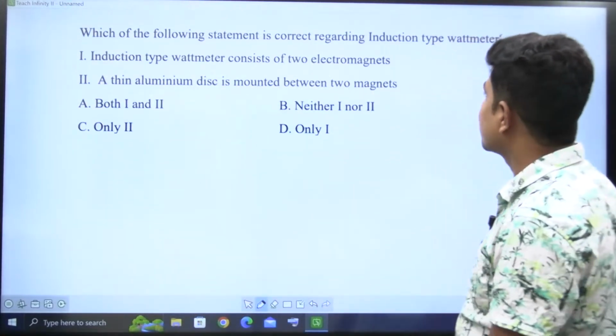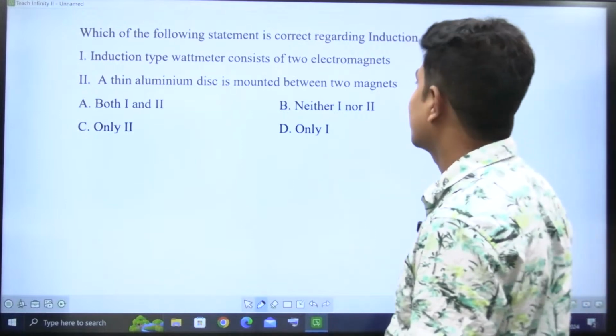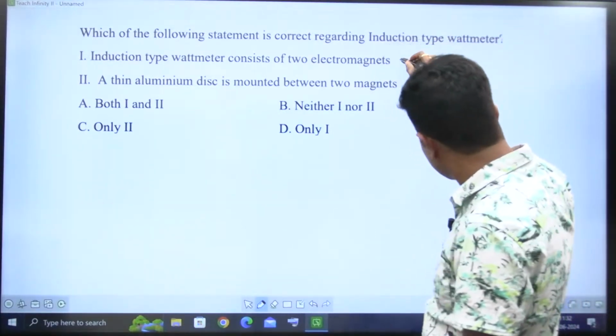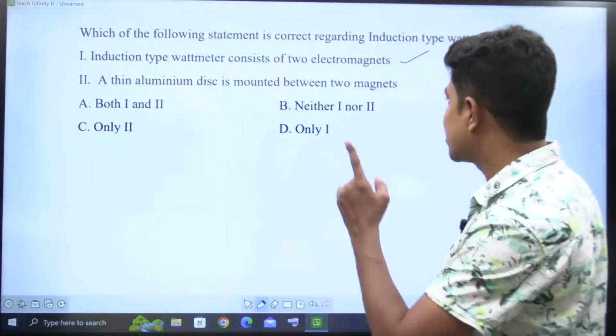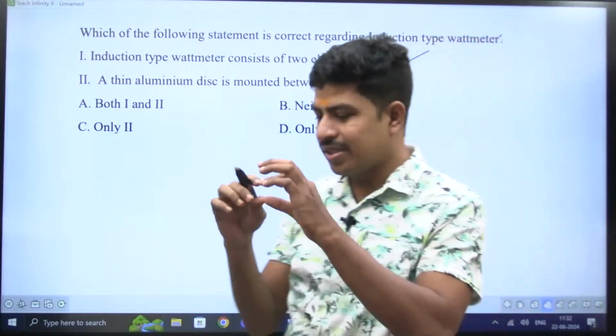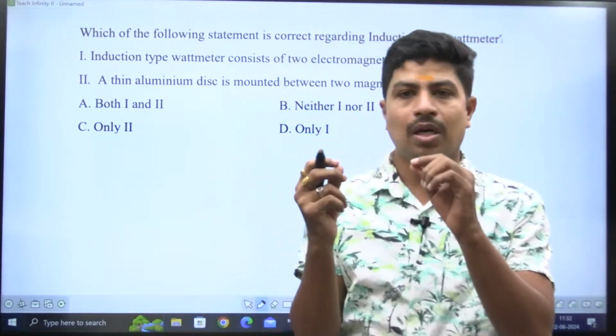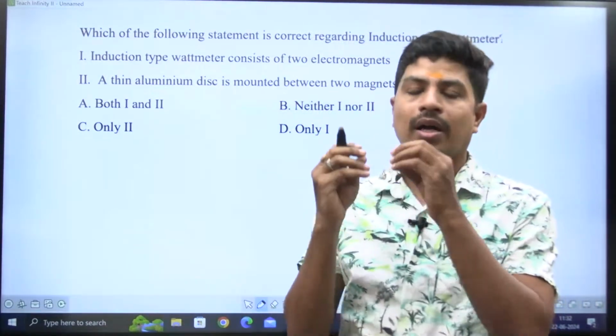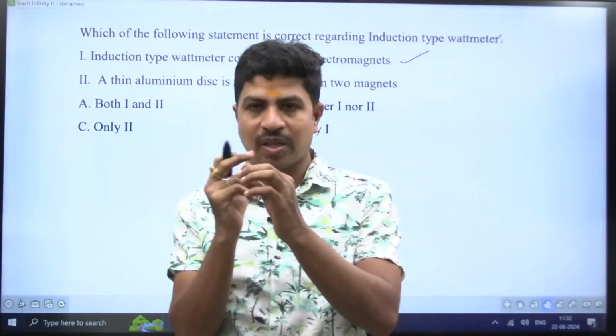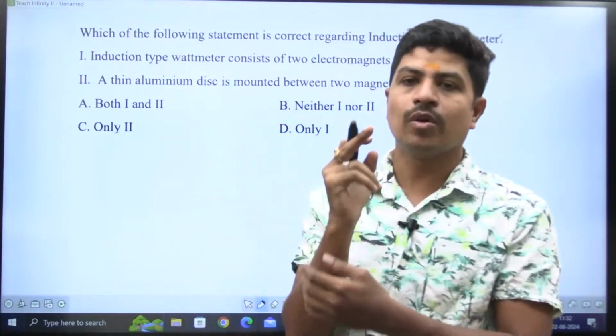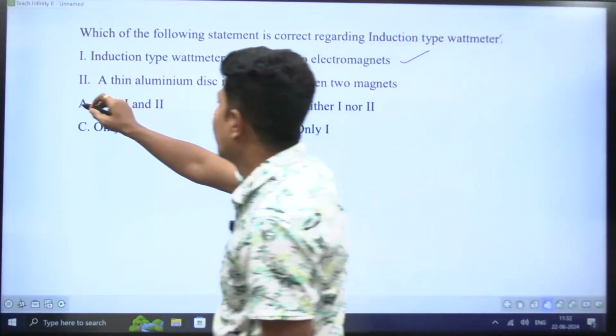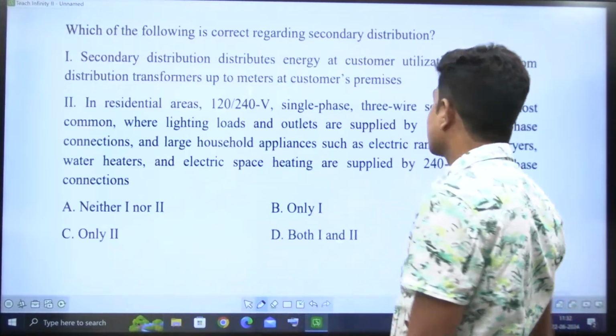Next question, please. Which of the following statements is correct regarding induction type wattmeter? Induction type wattmeter consists of two electromagnets. Yes. A thin aluminum disc is mounted between two magnets. Yes, that is the disc which is going to rotate when the induction wattmeter is working. Both 1 and 2 are correct. Right.